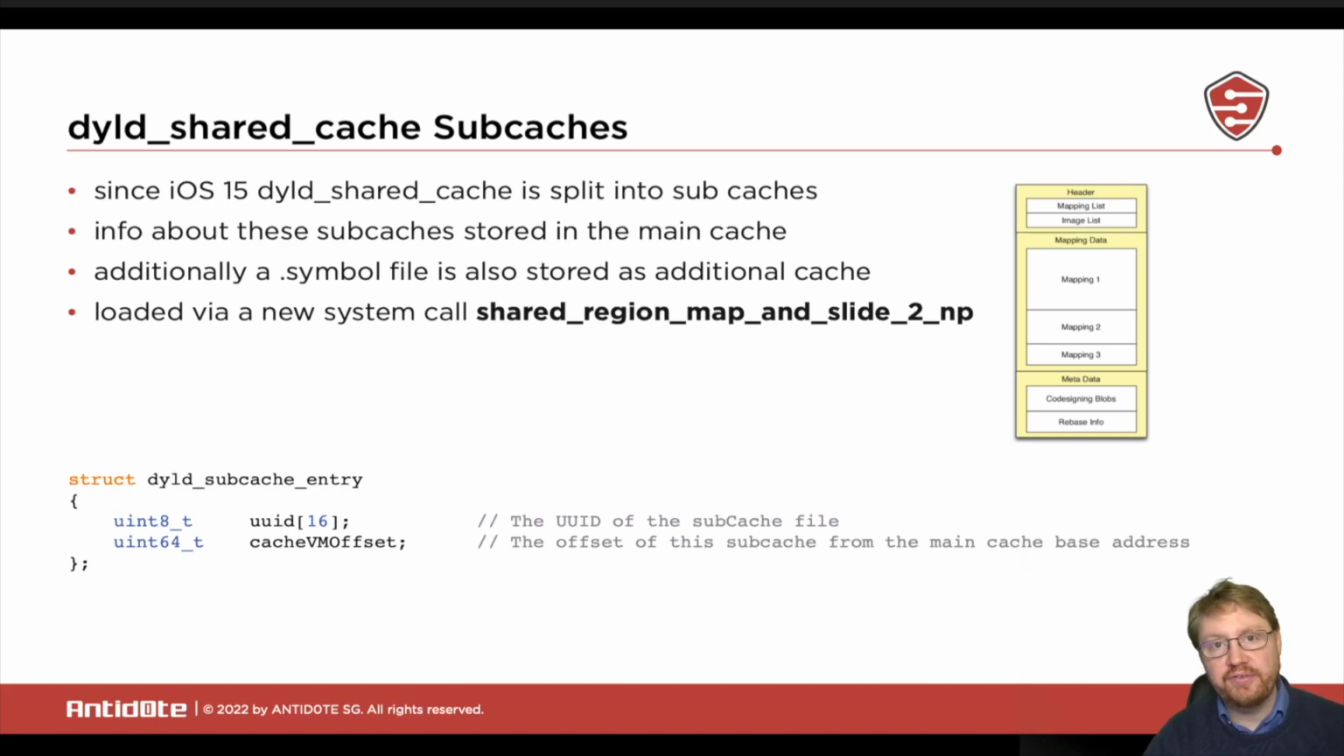But because all of this system and the sub-caches and everything is new, there's actually a new system call in the kernel that can handle this. And that system call is called shared_region_map_and_slide_2_np. And this is the one that the dynamic linker uses basically since iOS 15 to load this shared cache into memory. And then all the ASLR stuff and so on is automatically done inside kernel land.